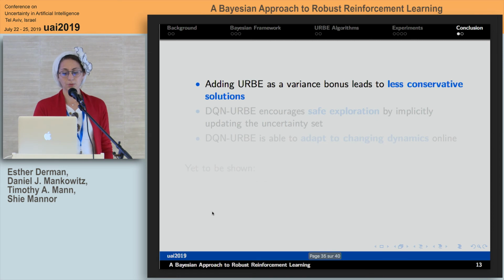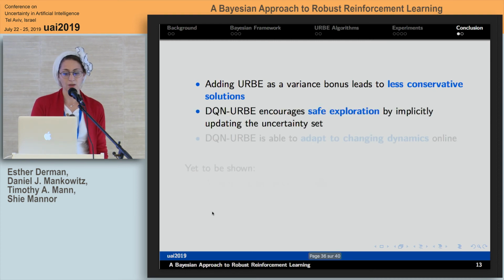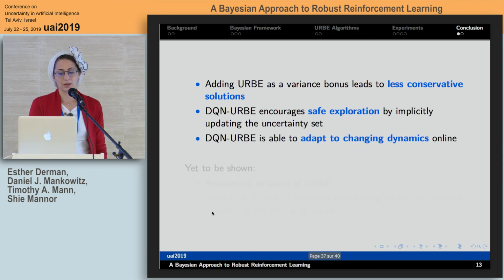So to conclude, we added URB as a variance bonus, and we showed that this leads to less conservative solutions. And we showed that DQNURB encourages exploration by implicitly updating the uncertainty set. And also we showed that it is able to adapt to changing dynamics online.